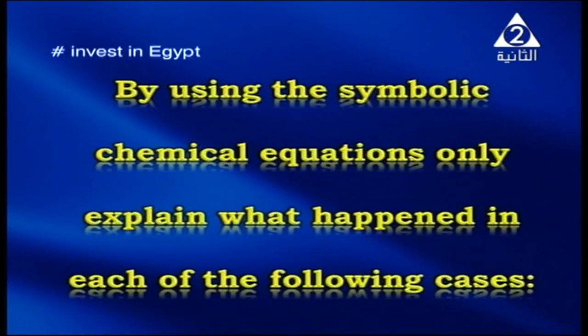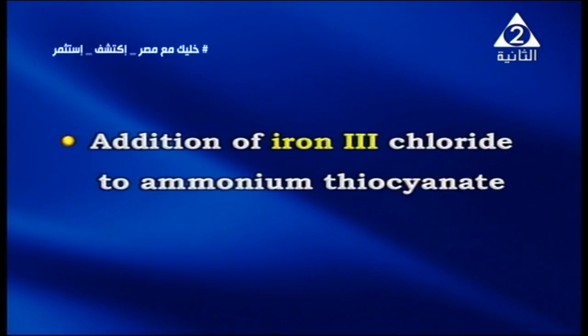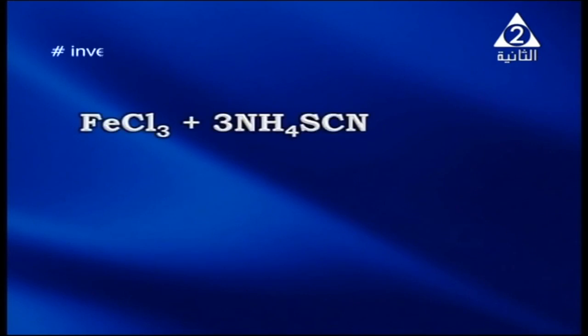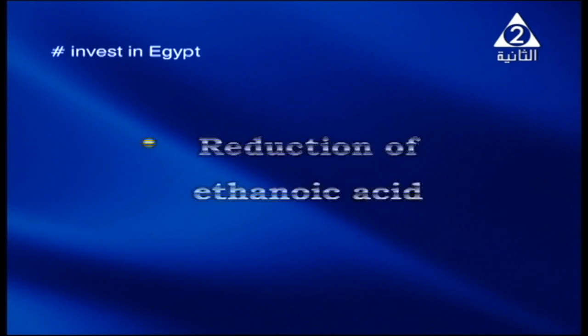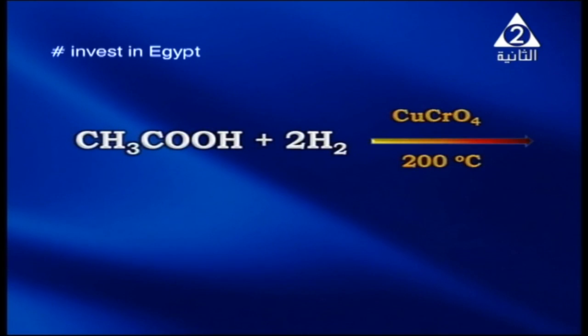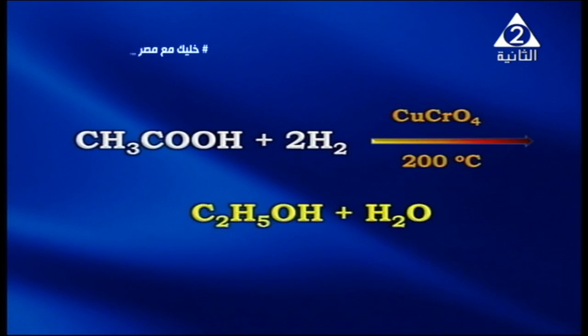Next type of question, my dear student. By using symbolic chemical equations only, explain what happens in the following cases. Adding iron 3 chloride to ammonium thiocyanate. As the equation proceeds on the screen, iron 3 chloride plus ammonium thiocyanate gives iron 3 thiocyanate, which is blood red in color, and ammonium chloride is produced. Reduction of ethanoic acid. As the equation proceeds on the screen, the reduction of acetic acid in the presence of copper chromate at 200 degrees Celsius gives ethanol, and water is produced.